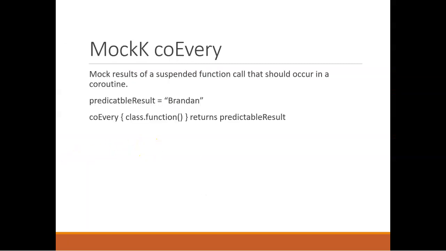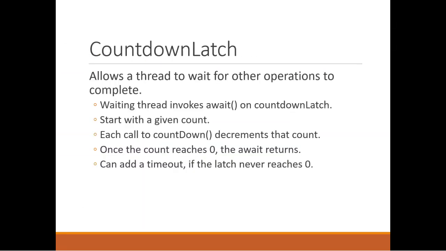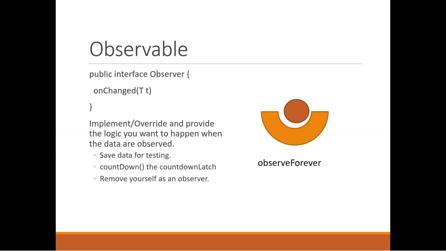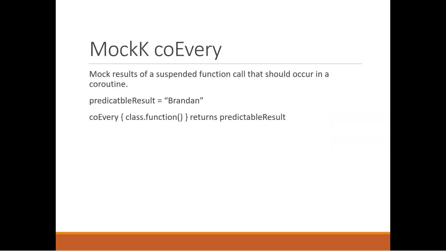To do this successfully, we need several inputs. One of them is something called coroutines. Another is something called a CountDownLatch. And we also need to know about an observable. So let's start writing our unit test, and then we can come back here and look at these one at a time as we need them.